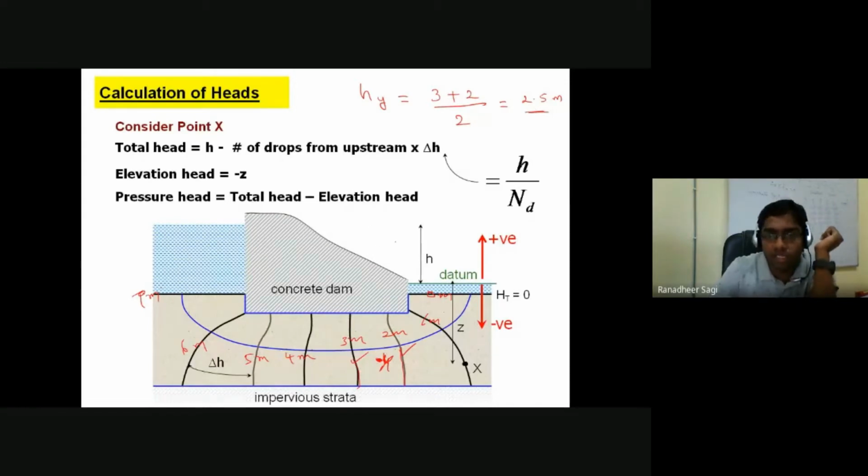Now let's say this chosen point Y is at a depth of Z1 meters below your datum surface. So once I say the depth at which your point Y is chosen is Z1 meters from the datum in the negative direction, then I can simply say my elevation head corresponding to point Y is nothing but, as it is in the negative direction, minus Z1 from the reference datum.